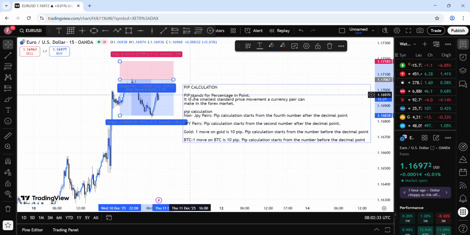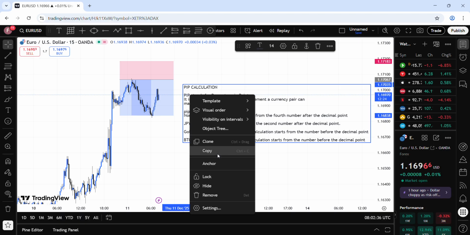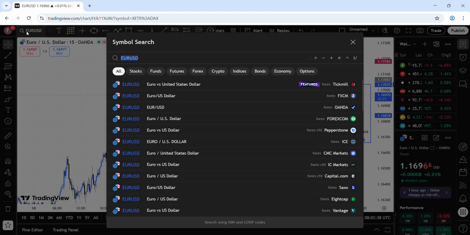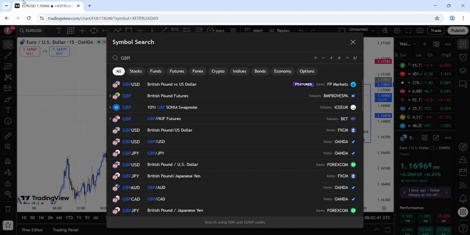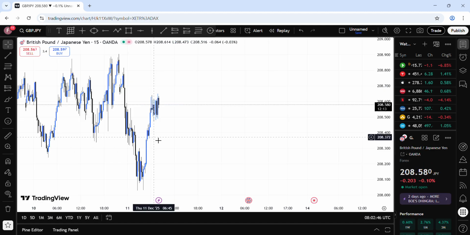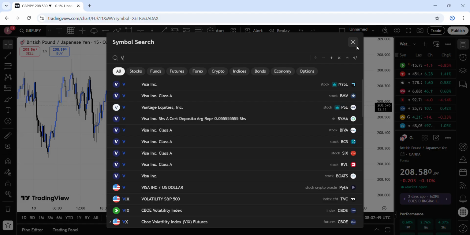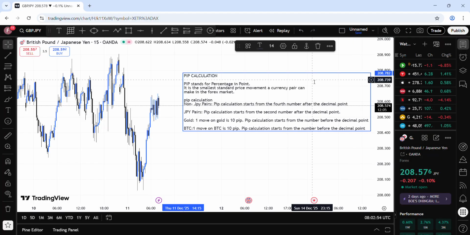Let's look at a JPY pair. Let me copy this. Let me go to a JPY pair. I'll paste it. Let's use GBPJPY. Good. Now, for a JPY pair, the pip calculation starts from the second number after the decimal point. That's if you want to calculate it manually.